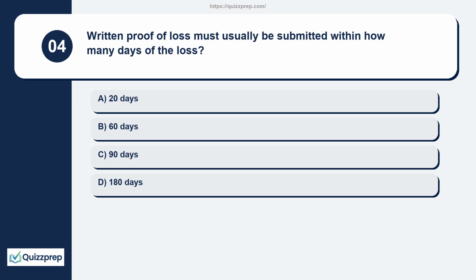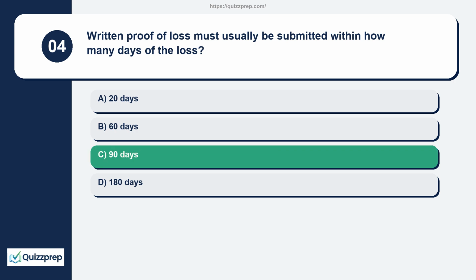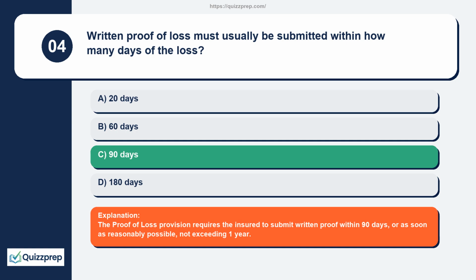Question 4. Written proof of loss must usually be submitted within how many days of the loss? 20 days, 60 days, 90 days, 180 days. The proof of loss provision requires the insured to submit written proof within 90 days, or as soon as reasonably possible, not exceeding 1 year.